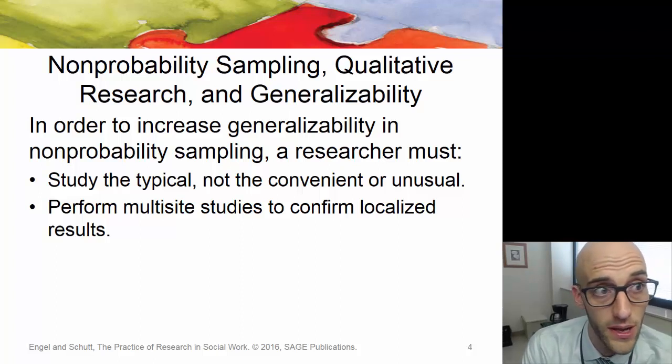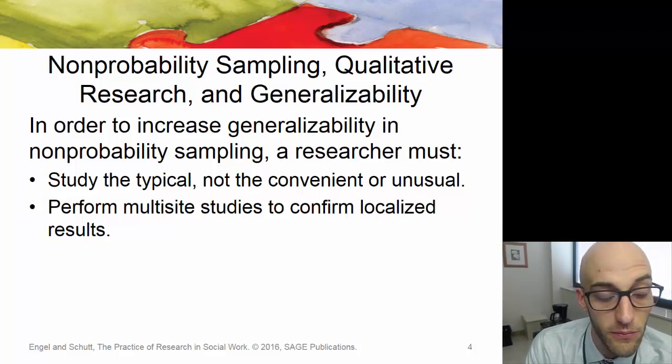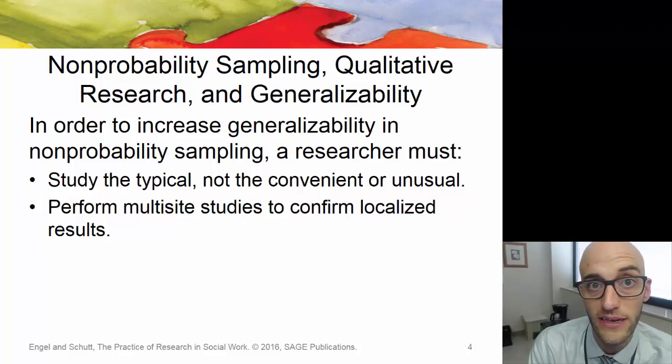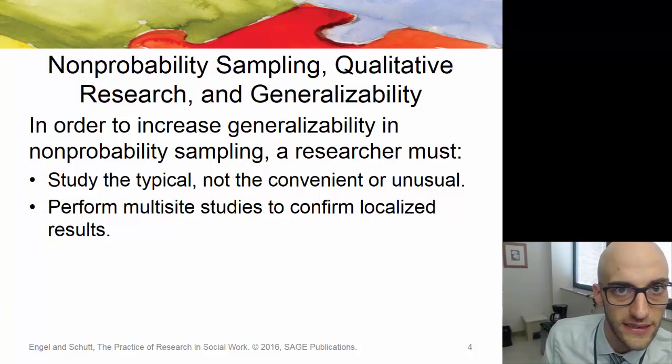We'll talk further about true experiment versus quasi-experiment. If you want to really have something that's generalizable, you would want to have somebody be truly randomly selected. You might also want to perform multi-site studies to confirm localized results. So for instance, in my dissertation, I chose one specific hospital, and one of the limitations of that is that I might not be able to say that my results are generalizable to a different hospital. So having a multi-site study really increases the generalizability of your findings in order to be able to say that your results might hold true across different populations and different settings.